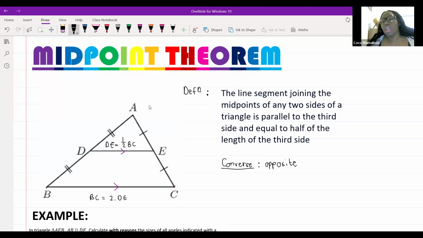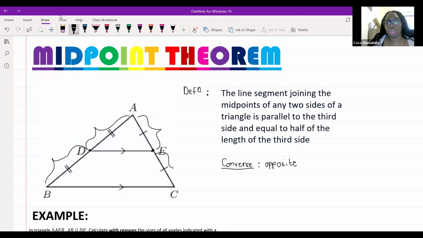The converse means basically the opposite of the midpoint theorem. But we can't call it the opposite because they actually work hand in hand. This is what it means: if we are given a triangle ABC, and they tell us that DE is parallel to BC, and that DE is half the size of BC, then we can assume that D is a midpoint and therefore cuts this into two equal parts, and that E is a midpoint that cuts this into two equal parts.